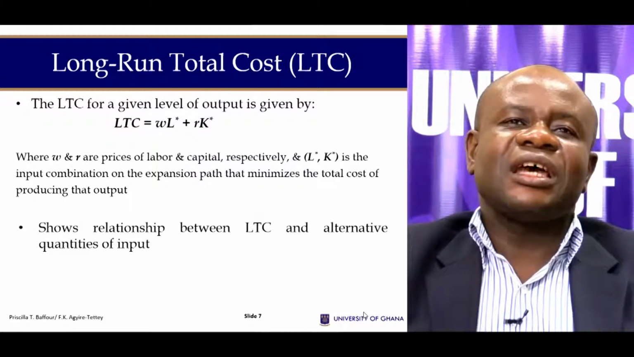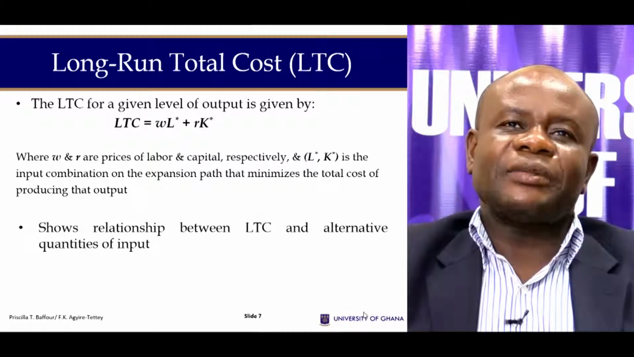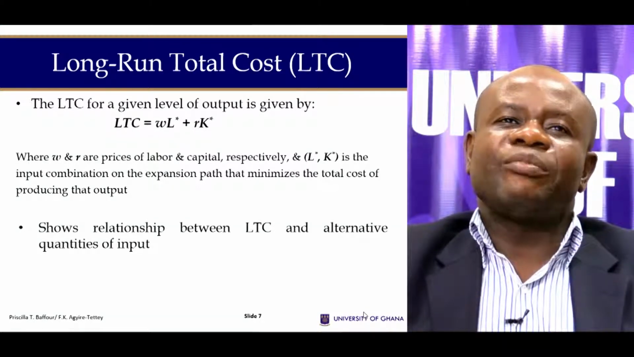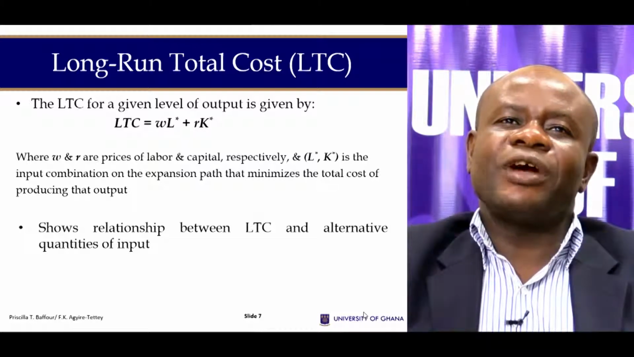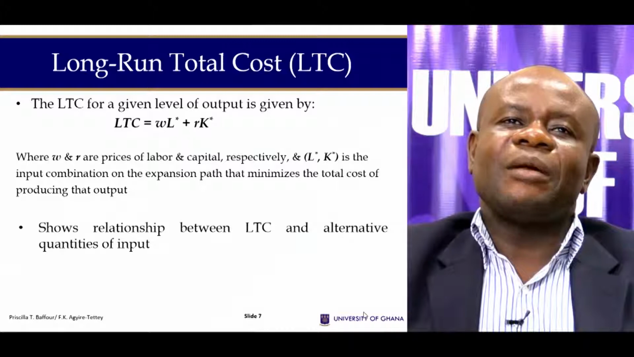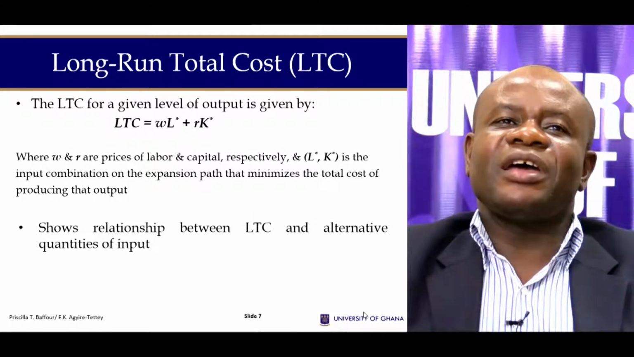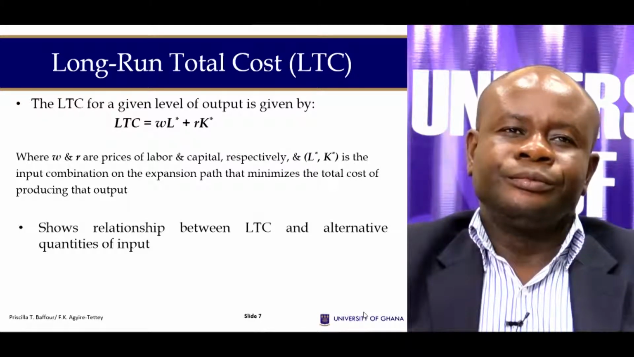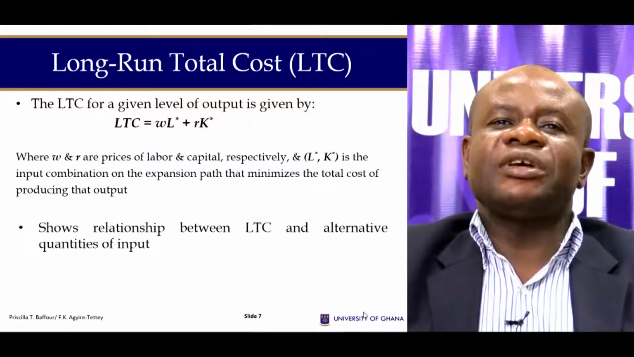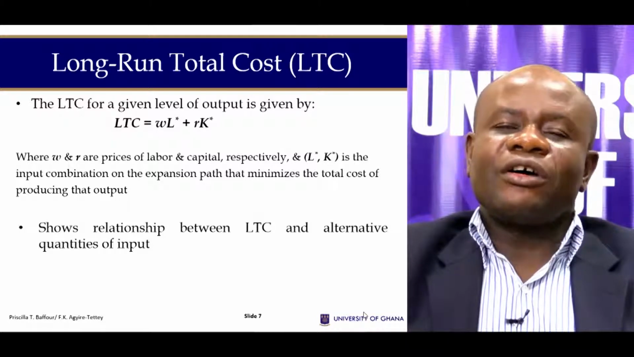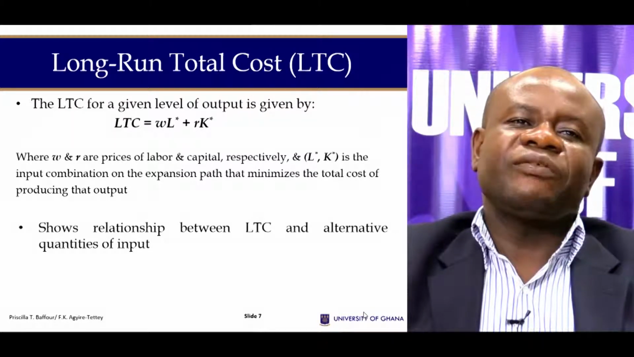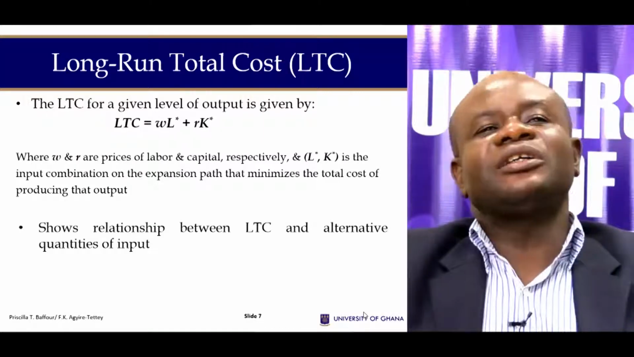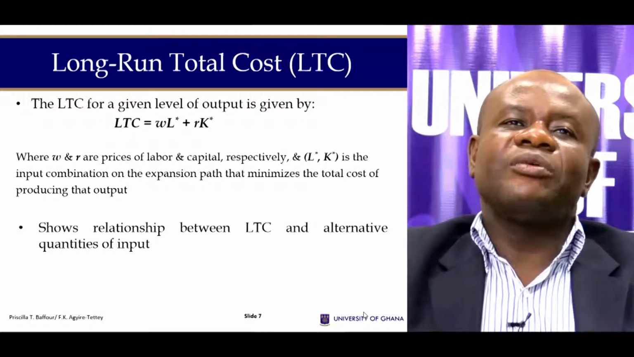Now, our long-run total cost is given by W multiplied by L plus R multiplied by K, where W is the price of labor, R is the price of capital, and L and K are the amounts of labor and capital that the firm employs. This shows us the relationship between the long-run total cost and the alternative amounts of the inputs that we can use.